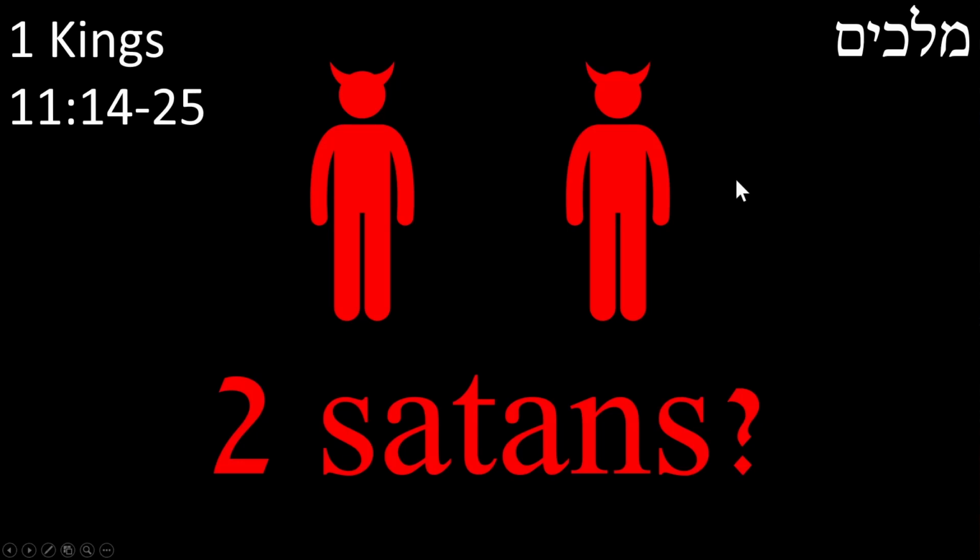This is a Hebrew read-along video for 1 Kings chapter 11, verses 14 to 25. In our passage today, we're going to encounter two Satans, or more accurately, two occurrences of Satan. And so that's rather interesting, I think.